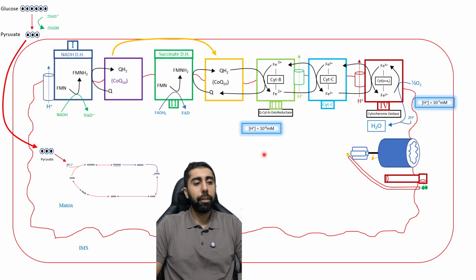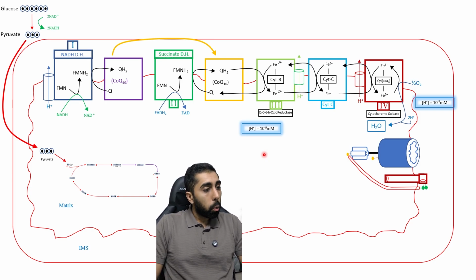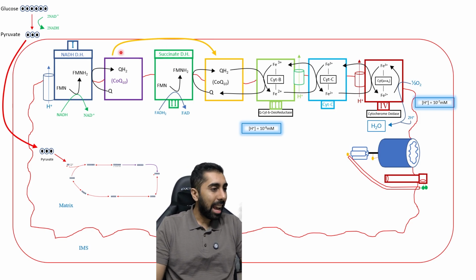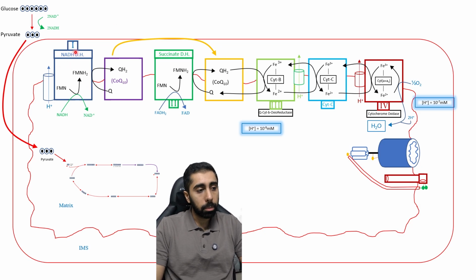Hello and welcome to the final video about the electron transport chain. We did many things to reach here. We had many complexes in previous videos: complex number 1, complex number 2, complex number 3, and complex number 4.